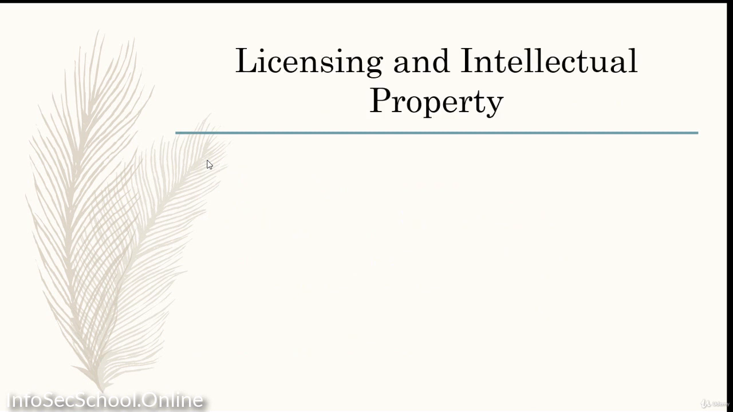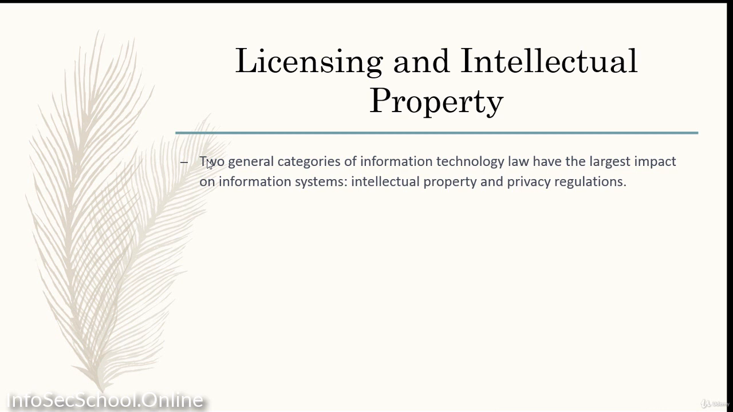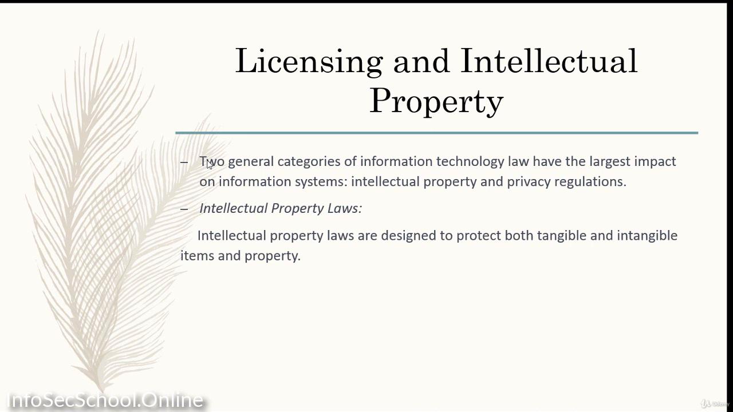So there is licensing and intellectual property, which we will discuss in a little more elaborate manner here. Two general categories are there: intellectual property and privacy regulations. What are intellectual property laws? Intellectual property laws are designed to protect both tangible and intangible items and property.